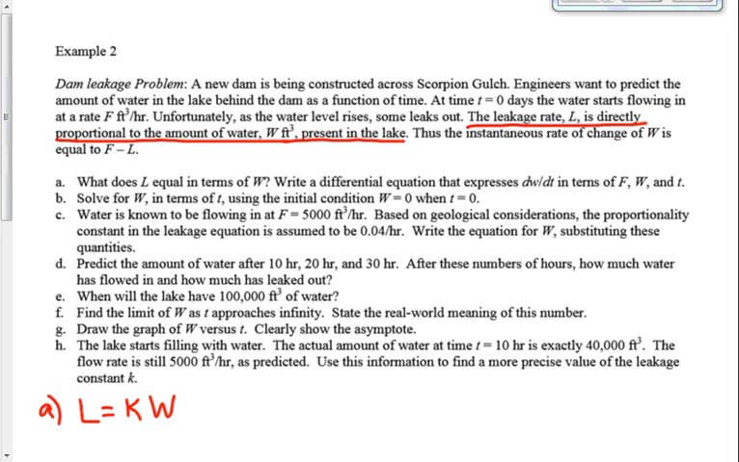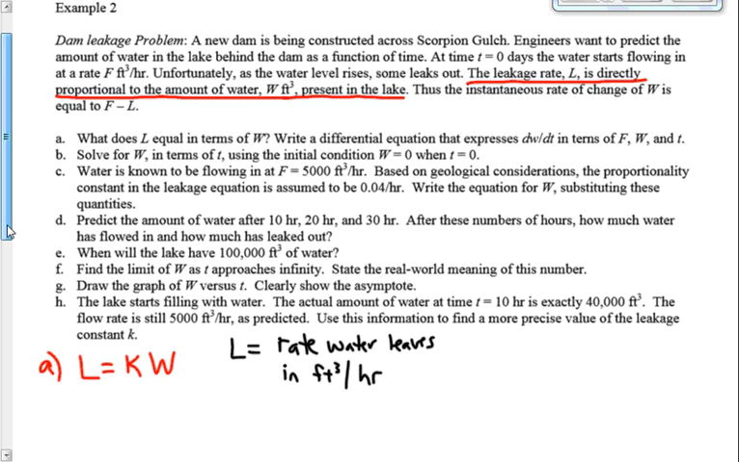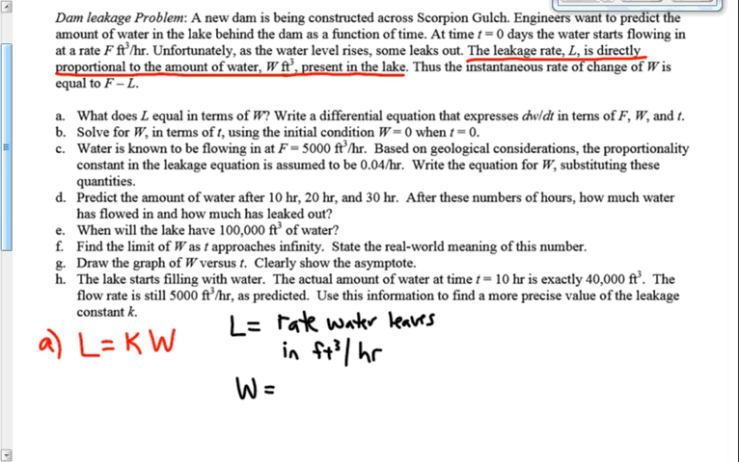So already I don't know what these things are. L is the leakage rate. So this is the rate. I'm going to start with the word rate so I know it's a rate of change that the water leaves. And the units for that are feet cubed per hour. The next thing I know is W. W represents the water in the lake, and the units for that are cubic feet.